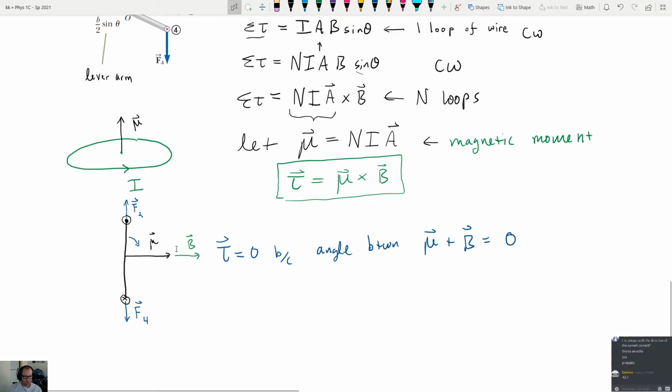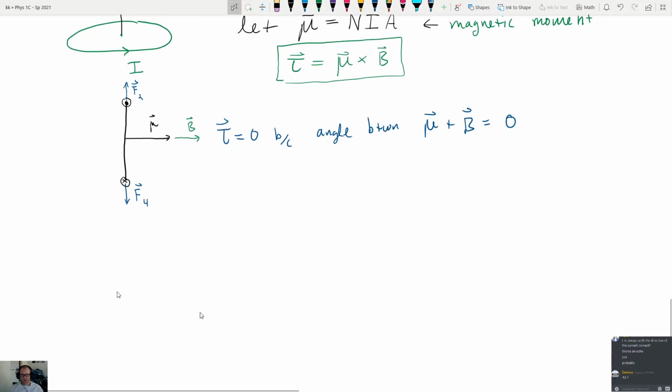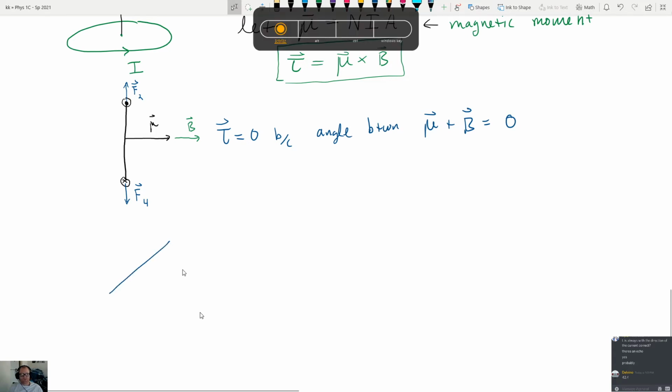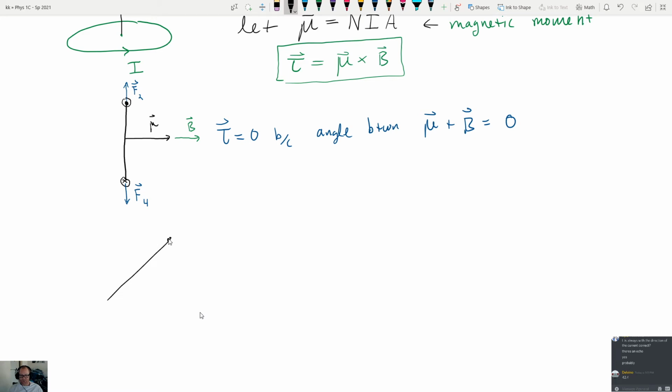To the left? It's going to torque back the opposite way, right? Maybe I should draw it just so it's clear. So if we're in this position, let's use the same colors. If we're in this position here, where there's my current coming up, my force is up this way on the top, and here's my current here, the force is still down this way.